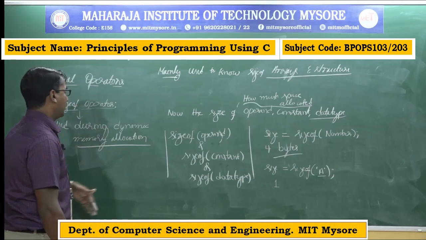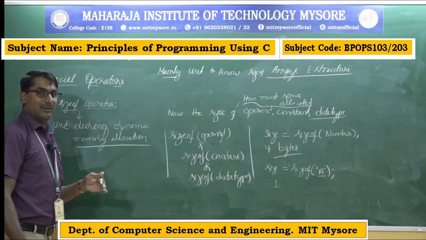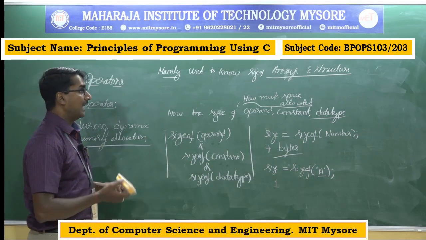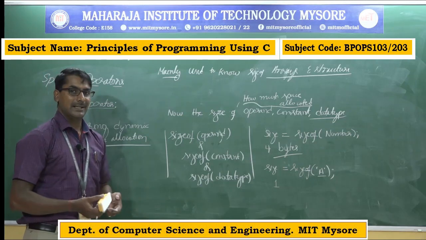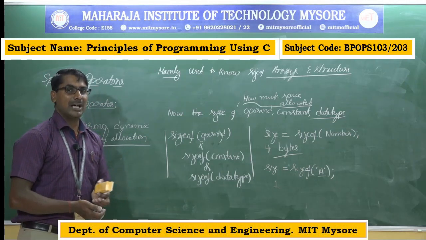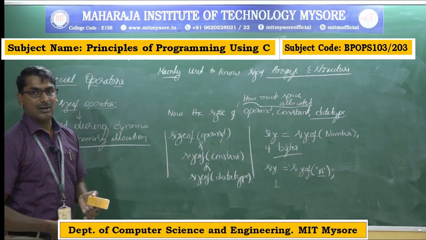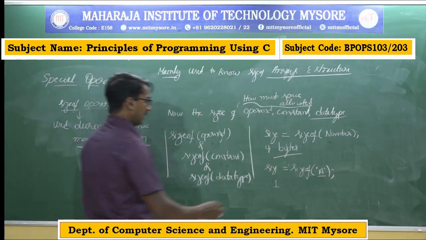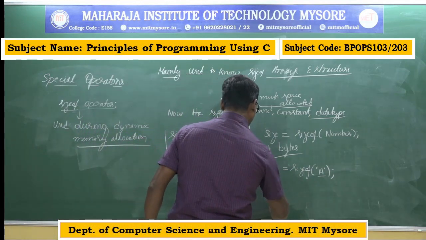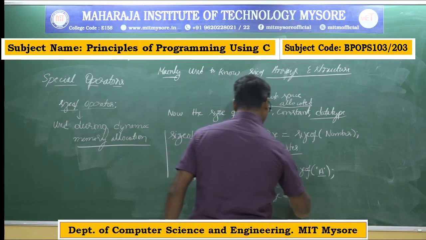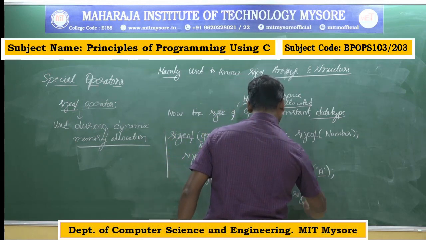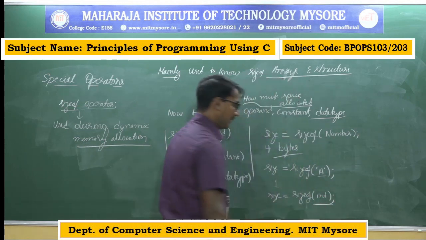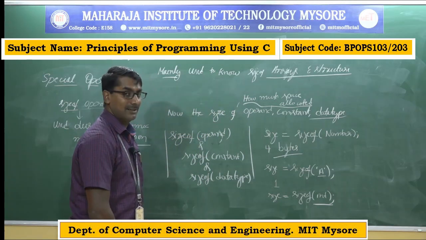So during runtime, to know the size of a variable, we use the sizeof operator. The sizeof operator is mainly used to know the size of the memory allocated for the operand, constant, and the data type. Here we can also specify size is equal to sizeof int. Now int is a data type, and we can also know the size of the data type.